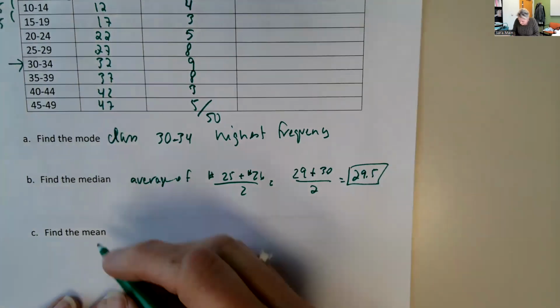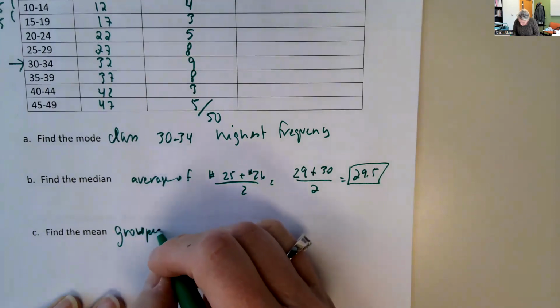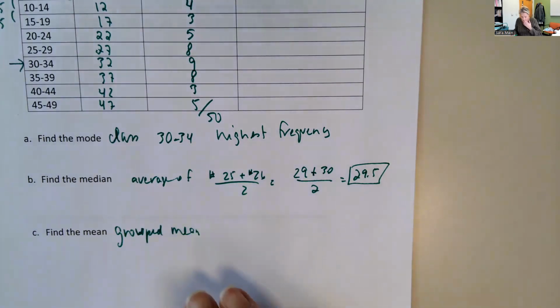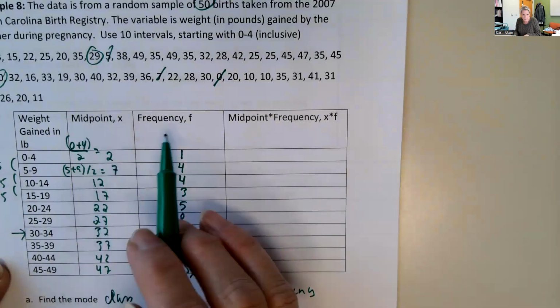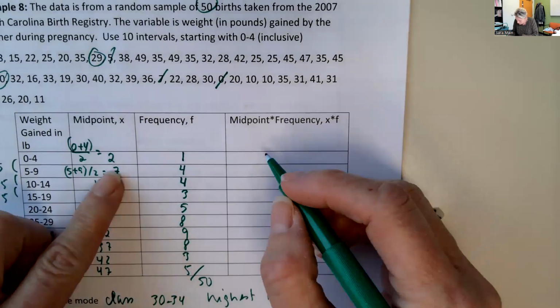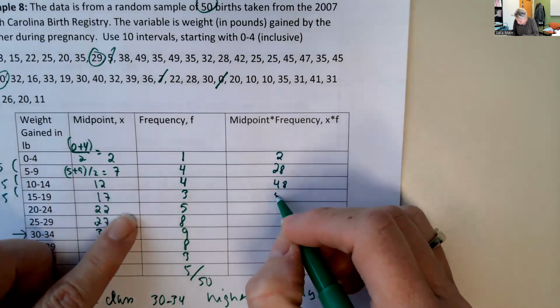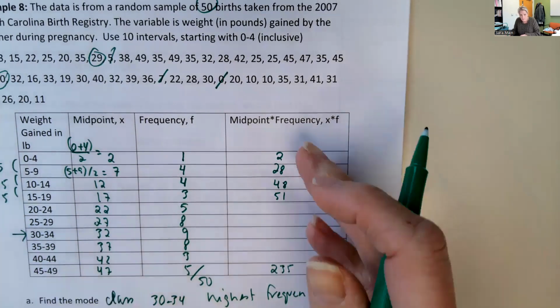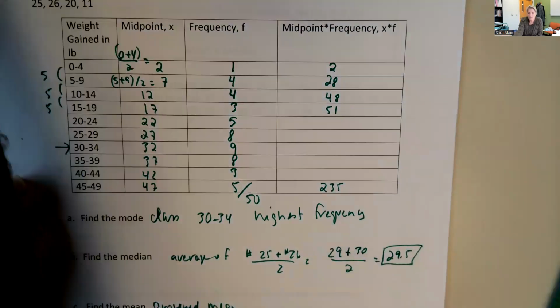And then the mean is a grouped mean, a weighted mean, just like we did in example 7. To find a grouped mean, we're going to multiply the midpoints times the frequencies. So this would be 2, 28, 48, 51, so on and so forth. This would be 235. But we're going to do this in Desmos, so let's go ahead and open up your Desmos.